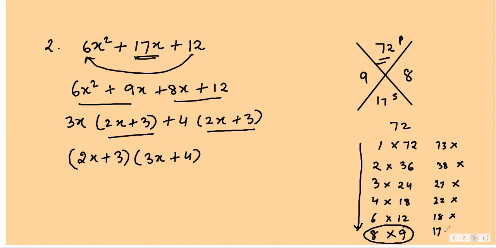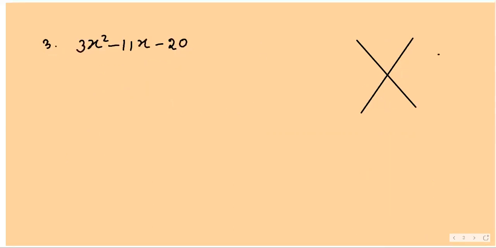All right, now we go to the next question. Here the coefficient of x square is 3 and the constant term is minus 20. We get the product minus 60 and the middle term is minus 11. So we should get the product as minus 60 and the sum as minus 11. Because the product is a negative number, the two terms will have different signs, right? So the bigger term will have the sign of the middle term, which is negative, and positive will be the other one. Now, the two numbers whose product is 60 and difference is 11.